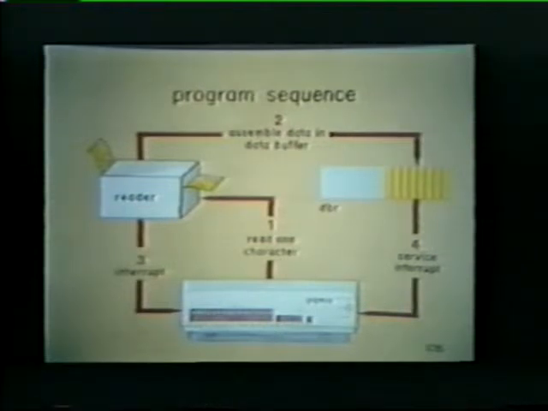Let's take another quick look at what our program does. 1. During the main program, a teletype reader subroutine is entered and the tape reader is directed to read one character. 2. The main program resumes while the character is assembled in the DBR. 3. The teletype interface sends an interrupt as soon as the DBR is full. 4. The main program is stopped to service the interrupt and the data is transferred from the DBR to the CPU. The main program resumes when this operation is completed.